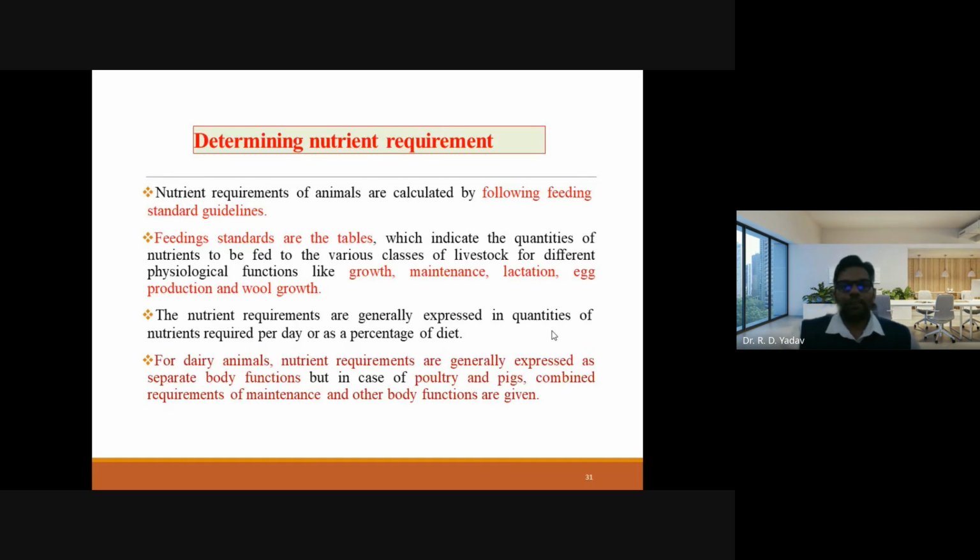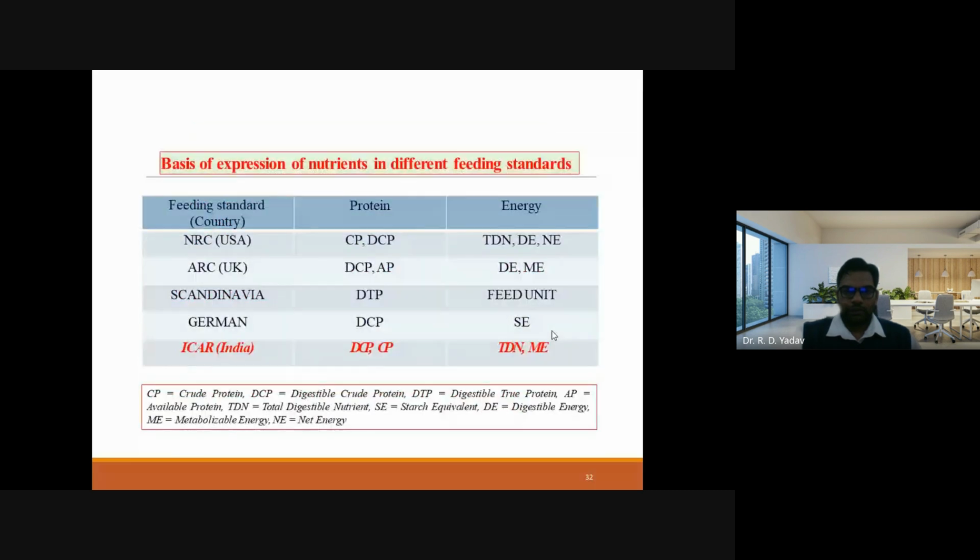So now comes the nutrient requirement. We know what a balanced ration is, how we have to formulate it, and what points are to be considered during ration formulation. Then what is their requirement? How can we determine it? For this, so many feeding standards are there, which provide the data and tables for growth, maintenance, lactation, egg production, and wool production of different categories of animals, like poultry, cattle, sheep, and goat. So these are the basic expressions of nutrients in different feeding standards.